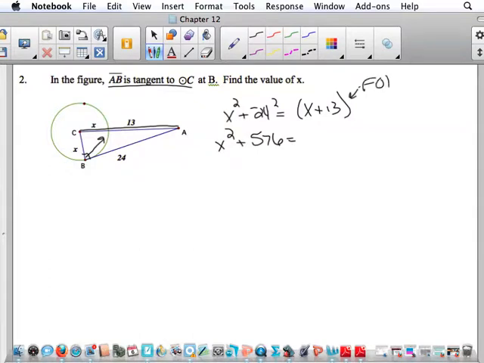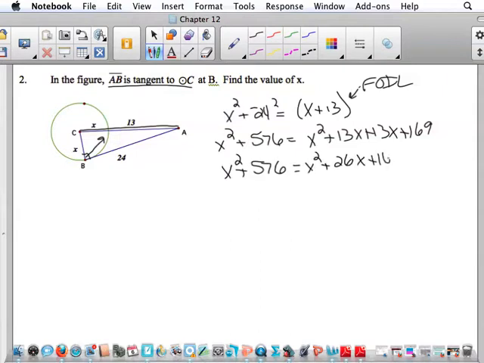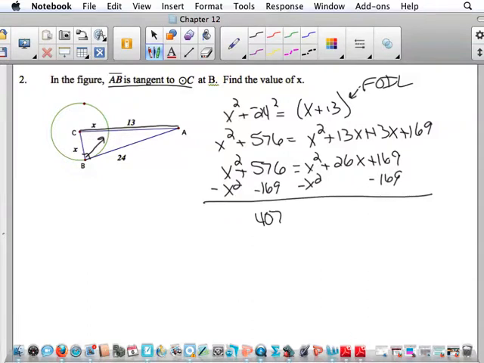Foil this. X squared plus 13x plus 13x plus 169. So I have x squared plus 576 equals x squared plus 26x plus 169. Subtract the x squareds and then subtract the 169 from both sides. You will get 407 is equal to 26x, divided by 26, and x is equal to 15.65.